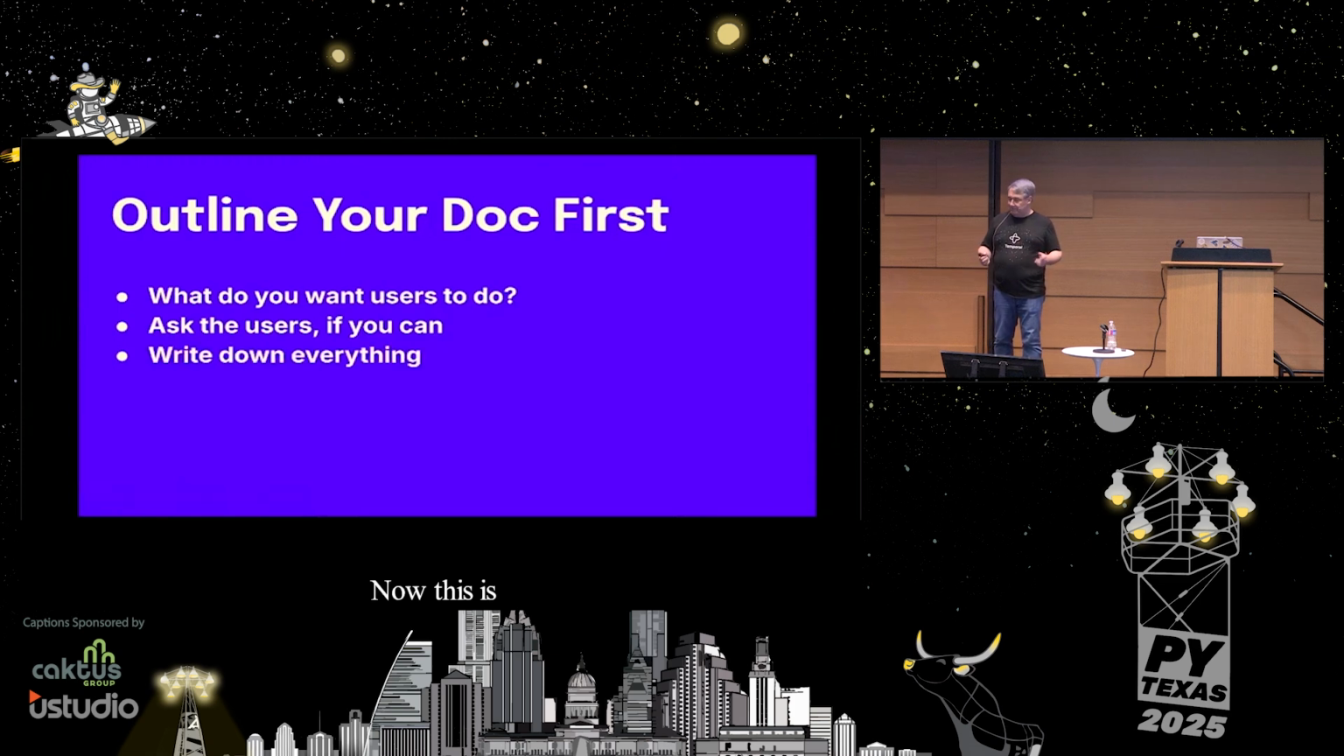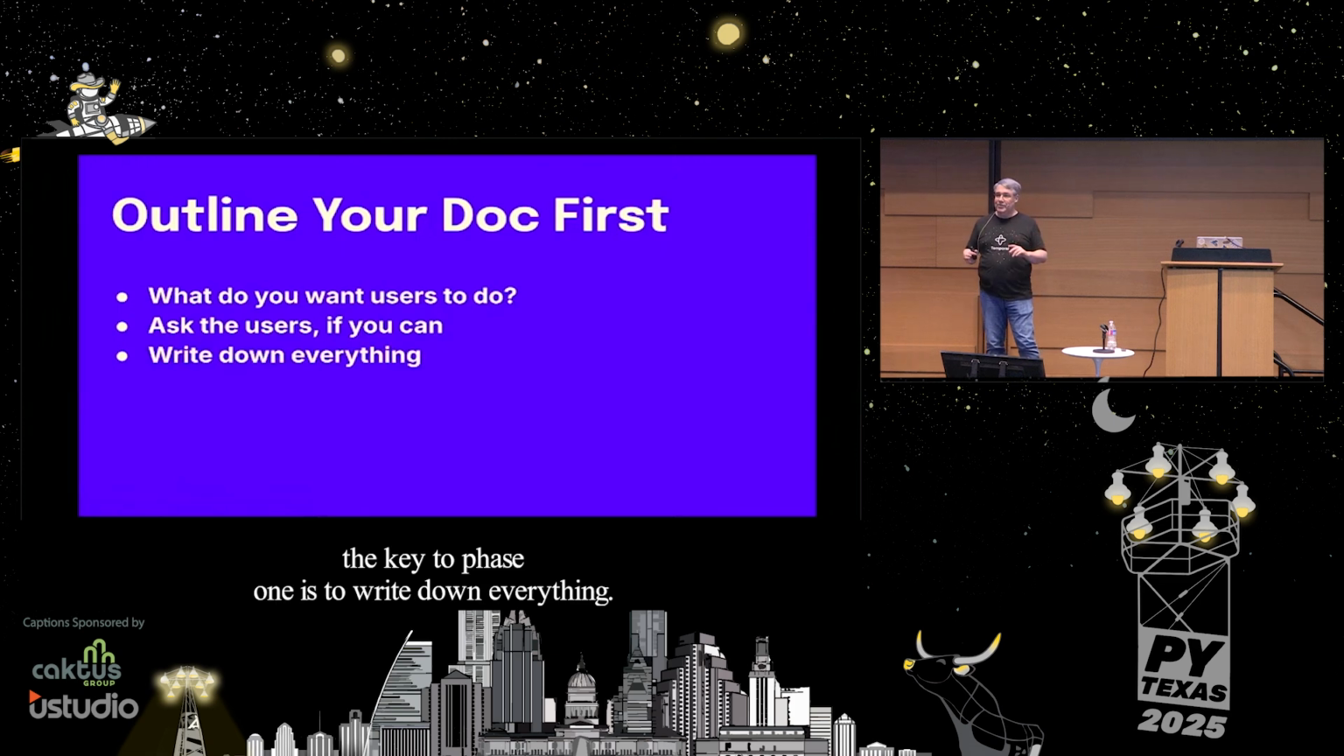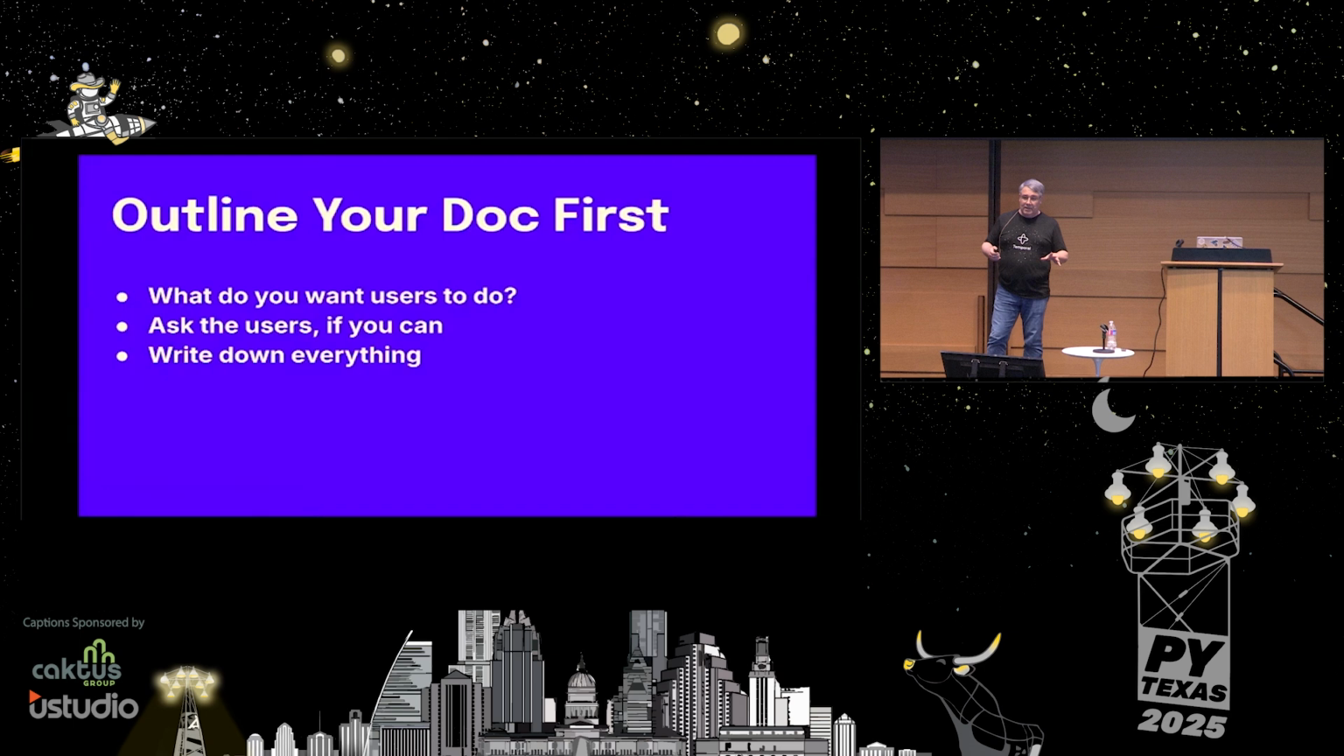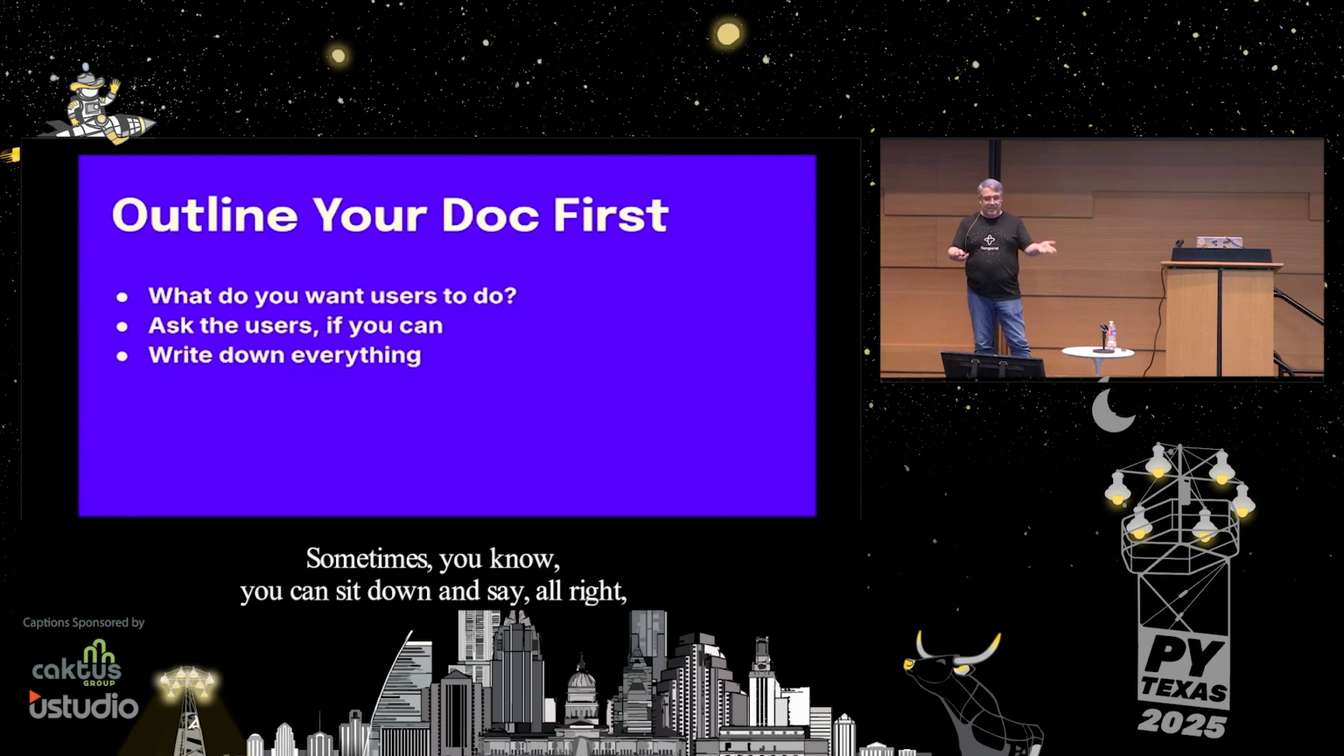Now, the key to phase 1 is to write down everything. Don't think, oh, that's out of scope. Don't think, oh, that's too simple. Don't think, oh, that's too much of a fine point. In phase 1, you write down everything. You are making a pile of stuff, and that's all you're doing. This is going to take a little time. Sometimes, you can sit down and say, all right, these are the things that I wanted people to do with my feature. Some of it's going to come to you later while you're using the product. Some of it's going to come to you 2 days later in the shower. Wait a bit to write that down.